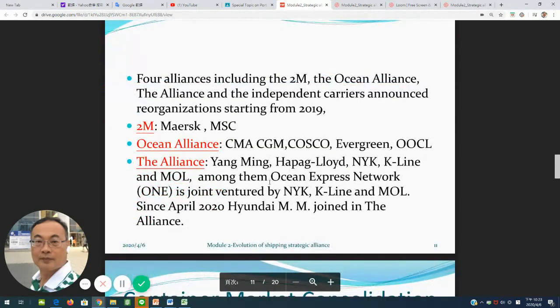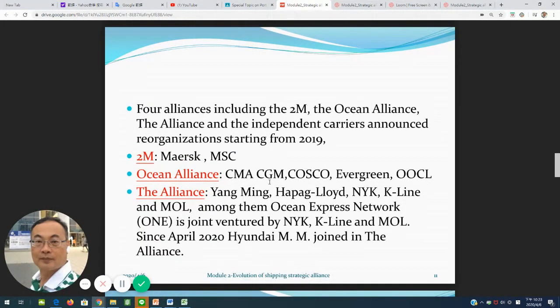Okay. And another is, we say the four lines that's in, from 2019, are 2M, Maersk and MSC, Ocean Lines, CMA CGM, COSCO, Evergreen, OOCL. Of course, shares have been purchased, the acquisition of APL. The lines including Yangming, Hapag, and the Japanese companies K-Line and MOL. But because they are Japanese companies, the government encouraged the three companies to form a joint venture, one Ocean Network Express shipping company to handle the container service. So they become one, and of course Hyundai has joined the alliance since April 2020.